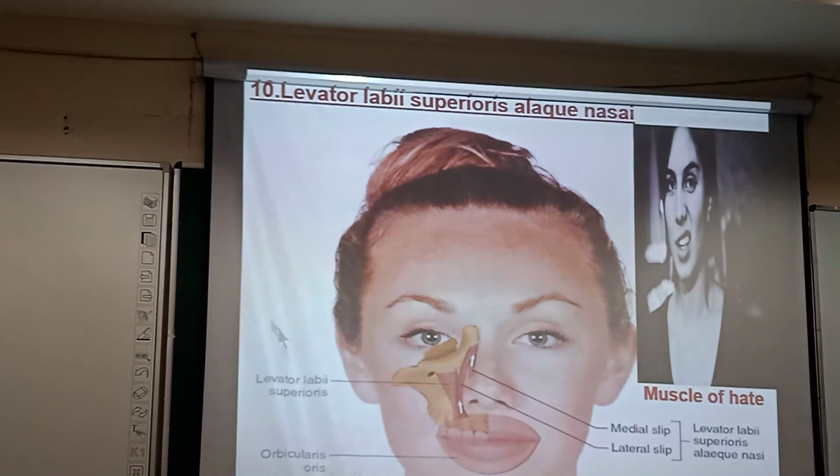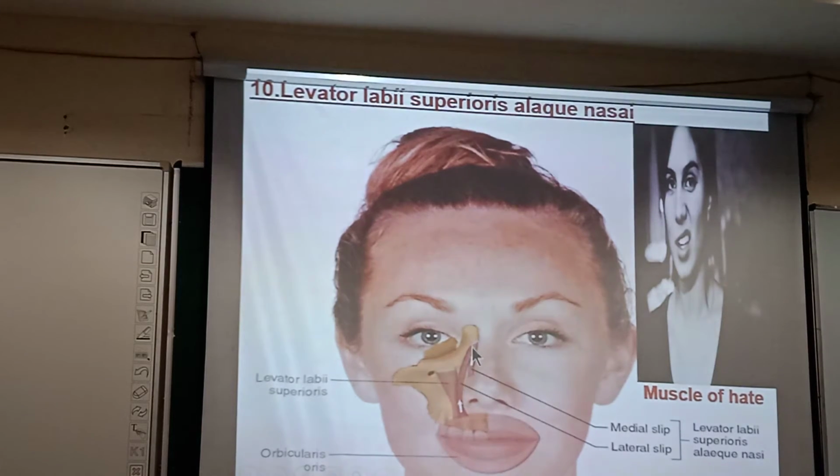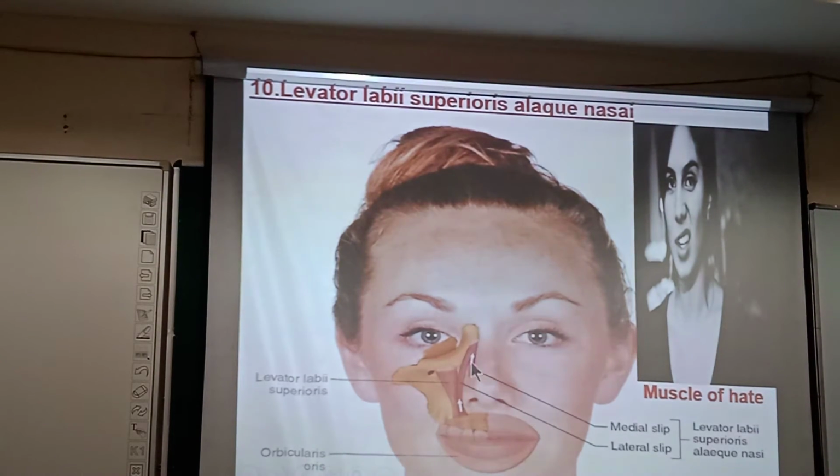Levator labii superioris alaeque nasi takes its origin from the lateral aspect of the nasal part of the frontal bone and gets inserted in two laminae. One lamina goes to the ala of the nose and another lamina goes to the skin of the upper lip. So its contraction leads to elevation of the ala of the nose as well as the skin of the upper lip and gives the expression of disgust.